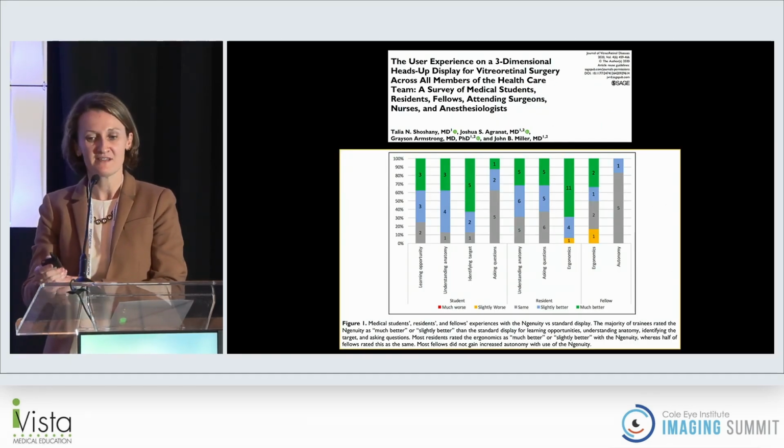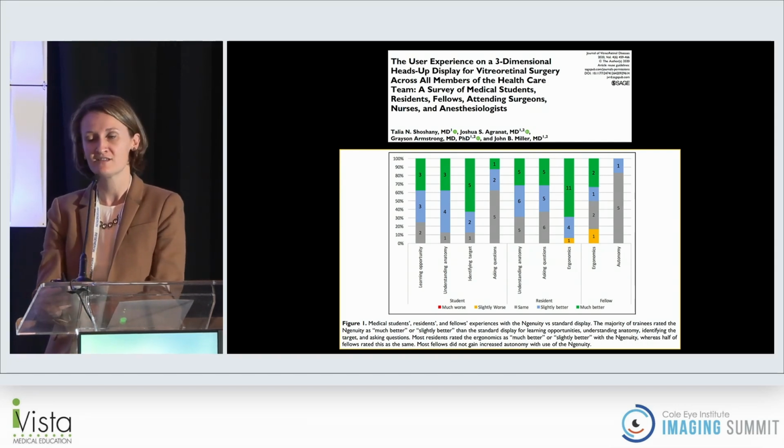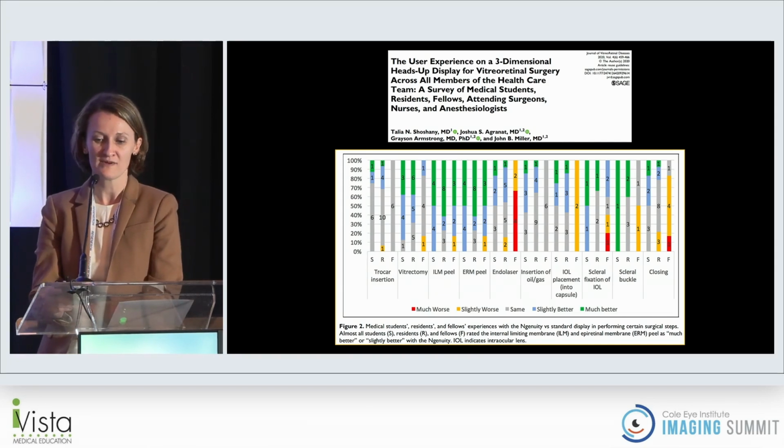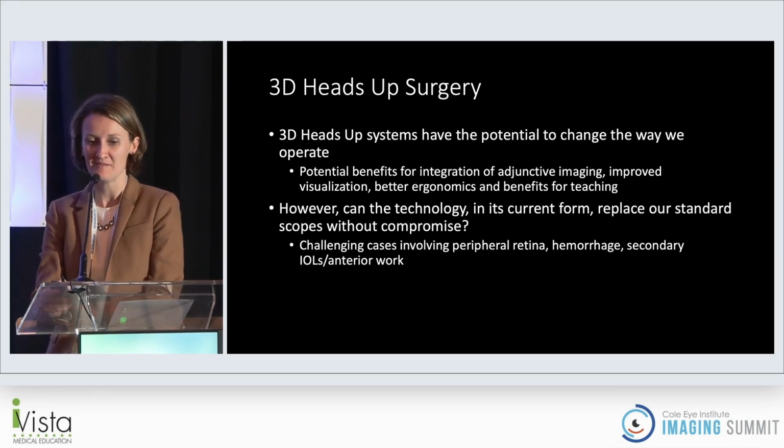This is a study out of Mass Eye showing that this is an improved system in terms of immersion of the trainees. But you can see in the red for some of the individual steps that a 3D heads-up system for things like endolaser and closing and scleral fixation of IOL might be more challenging with a 3D system.